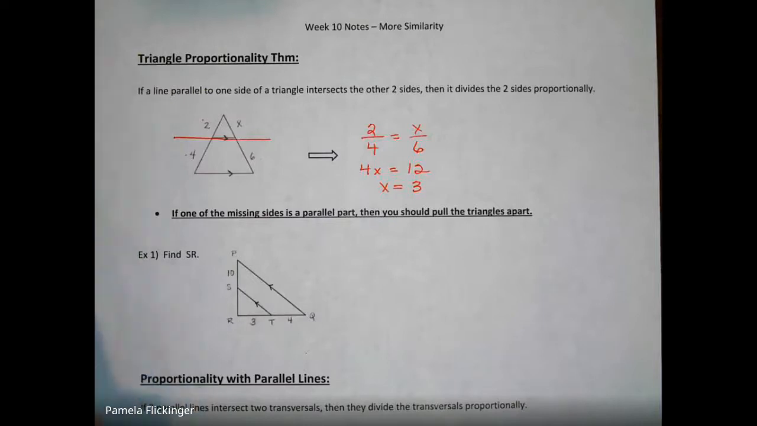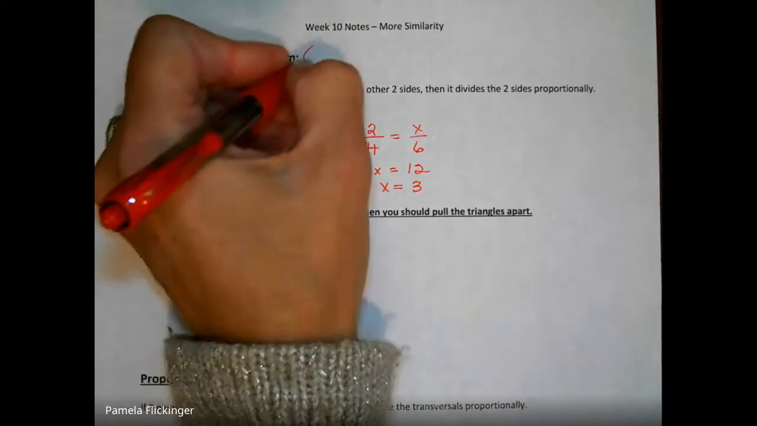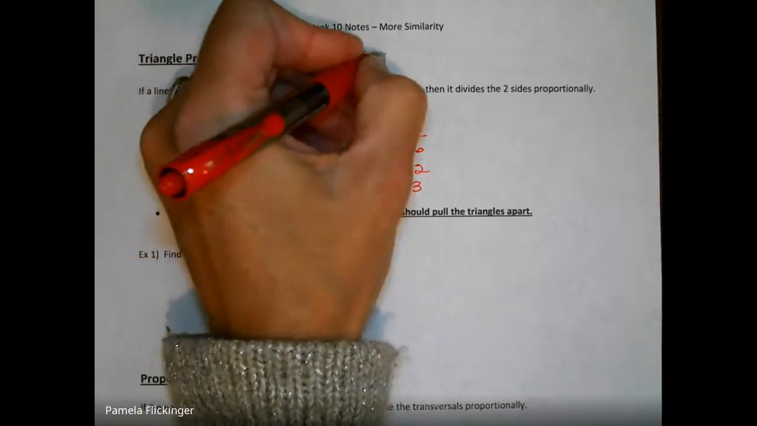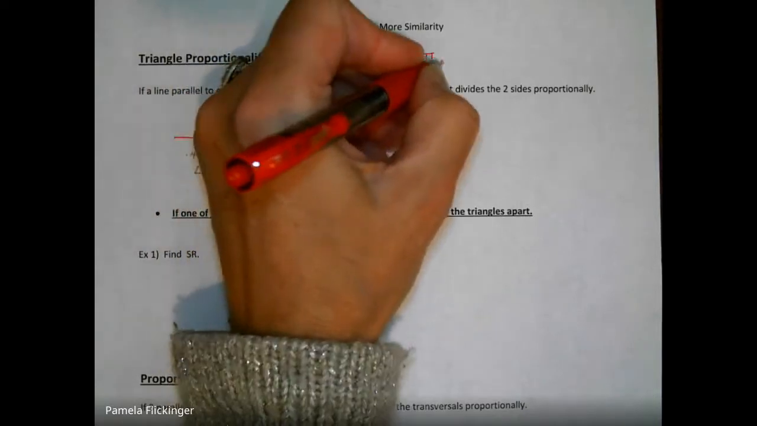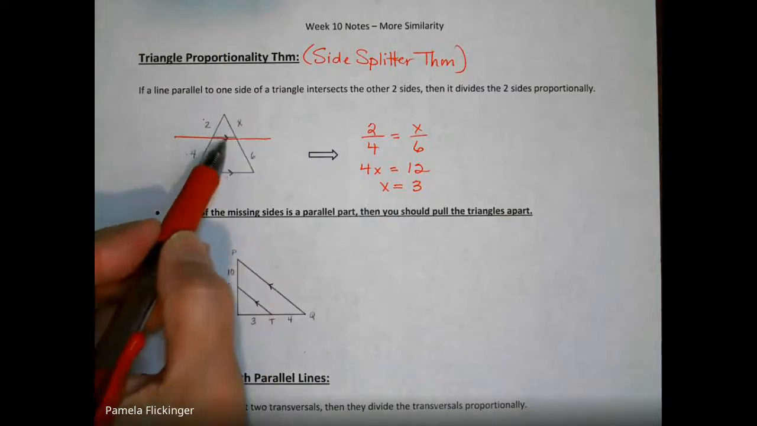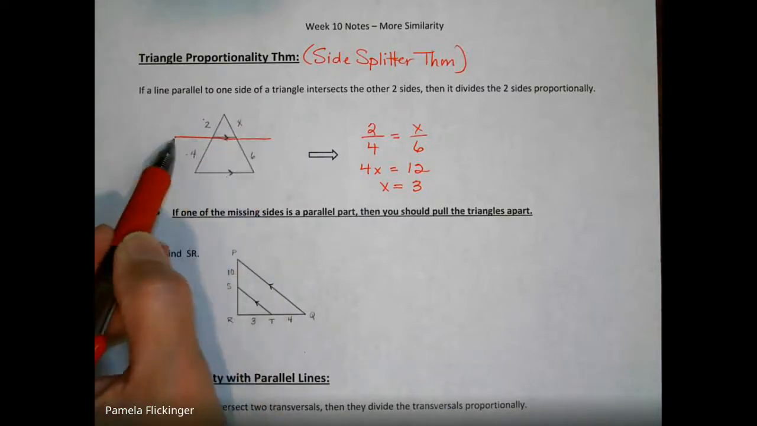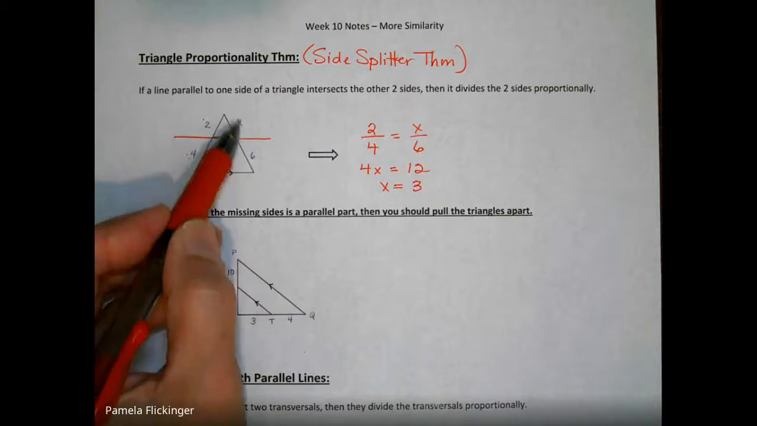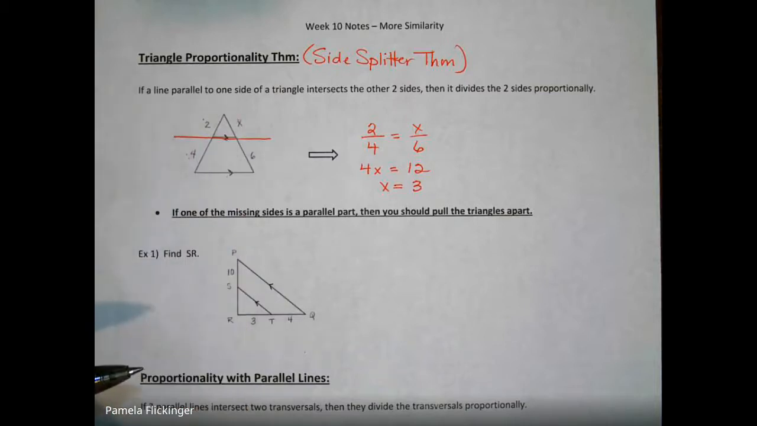So this is also called the side splitter theorem. You'll see in some geometry books it's called that, and in others it's just called the triangle proportionality theorem. So again, look for those parallel lines, imagine that being extended, and you'll have a fraction on the left, a fraction on the right, there's your proportion, you're done.